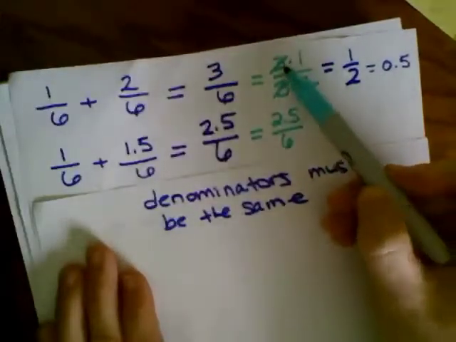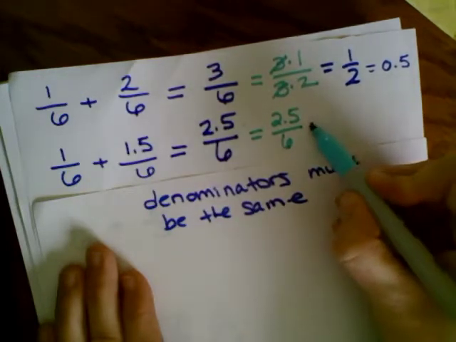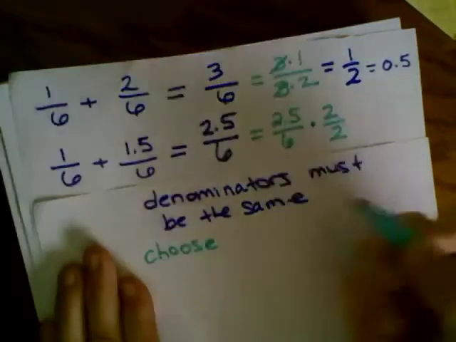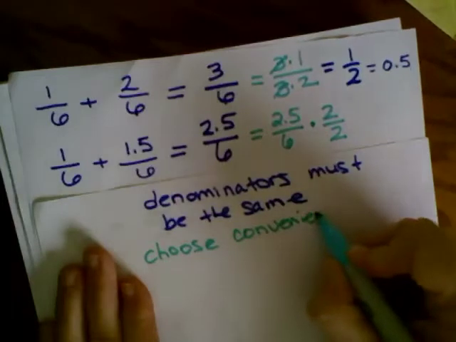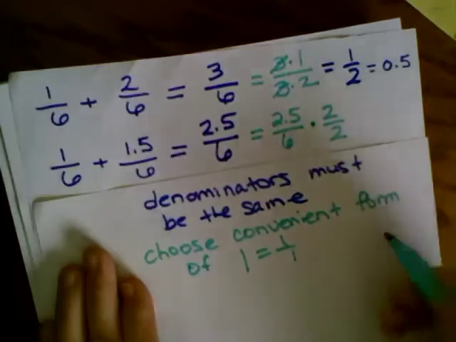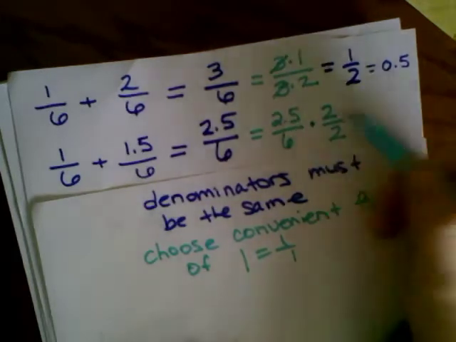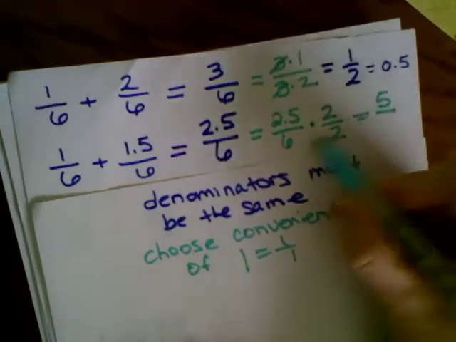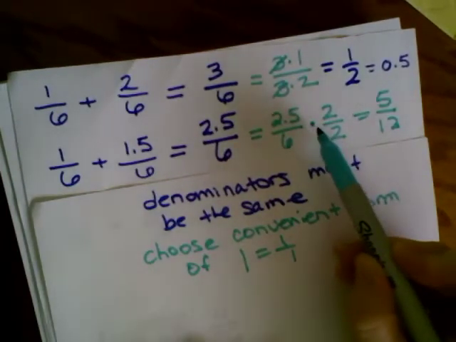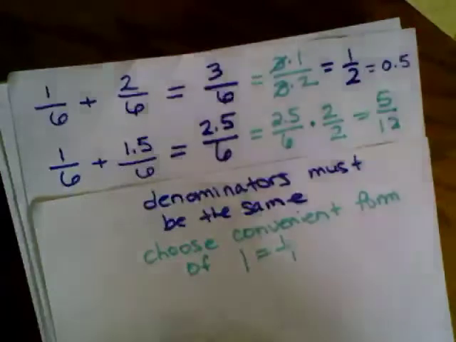Now, just like we divided the original answer up in number 1, 3 divided by 3 was 1, we can choose a convenient form of 1. We're in control. We're going to choose a convenient form of 1, or 1/1, any number over itself. And since I can think about twice 2.5 being 5 and twice 6 being 12, I chose 2/2 to help me rename 2.5/6 as 5/12.